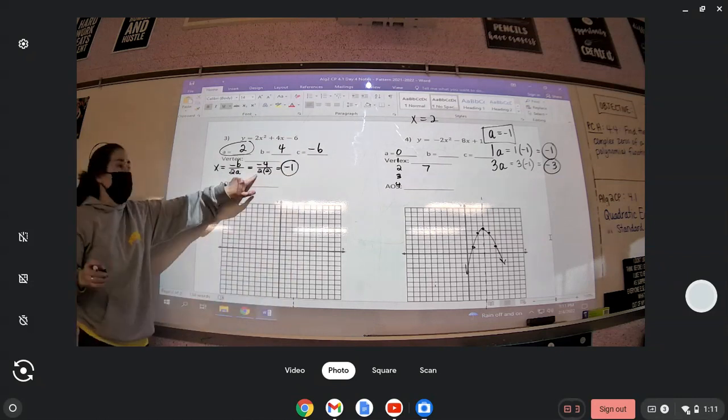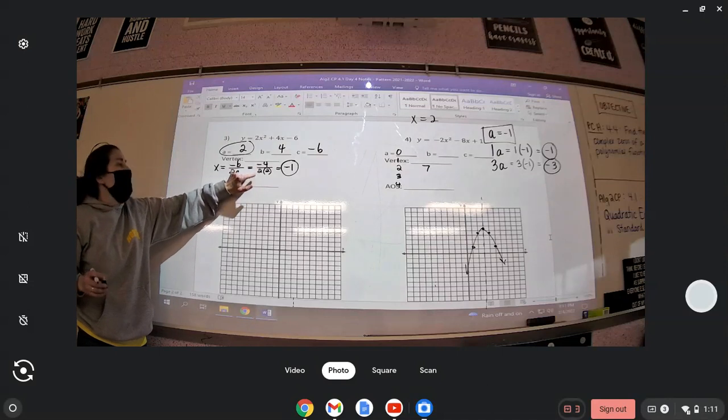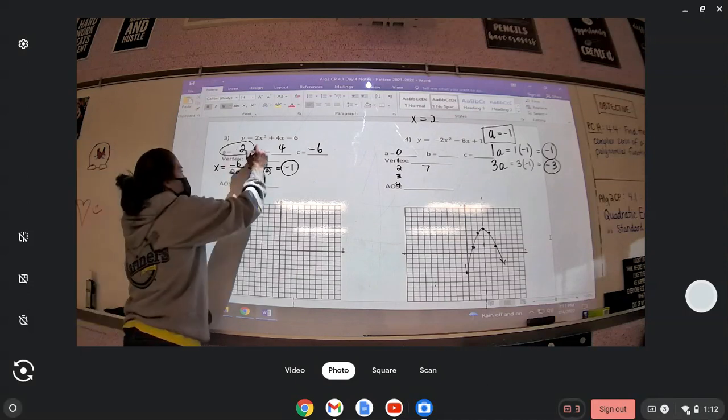Guys, if you're plugging this into your calculator, you can't just do negative 4 divided by 2 times 2. It'll do this first: negative 4 divided by 2 is negative 2, and then negative 2 times 2 is negative 4. So please make sure you do the bottom number first or use parentheses, because otherwise it's not going to get you the right number. All right, negative 1.